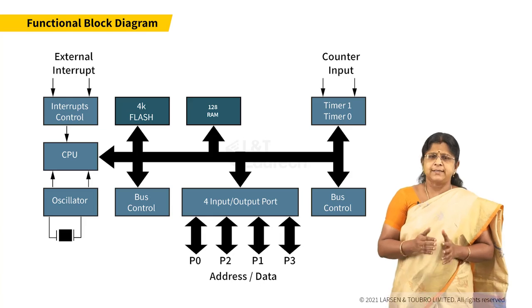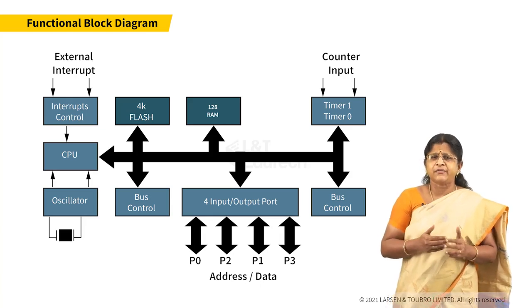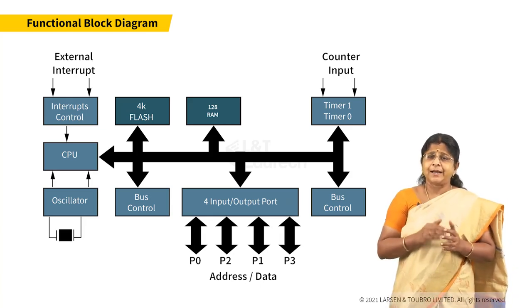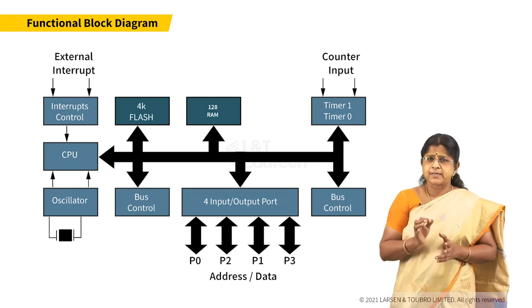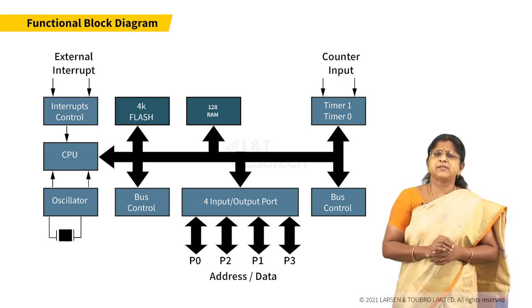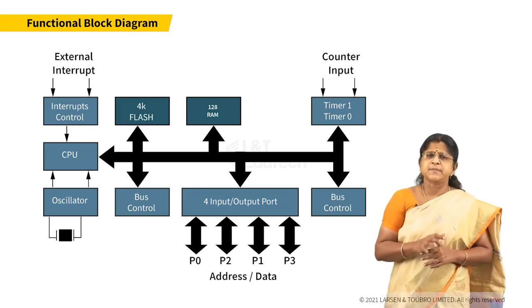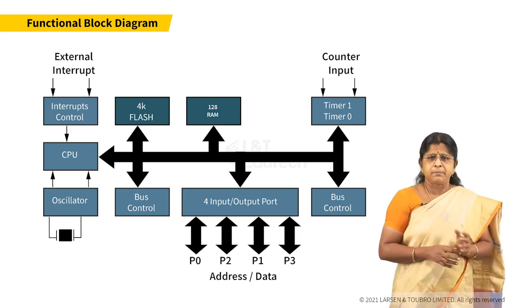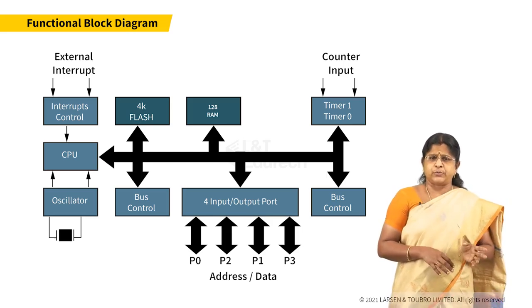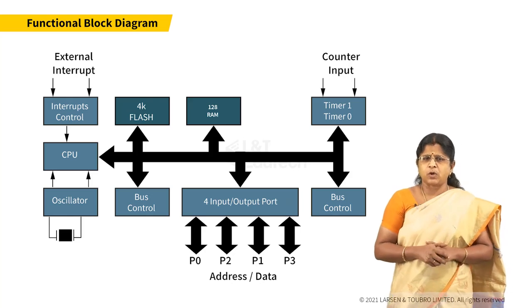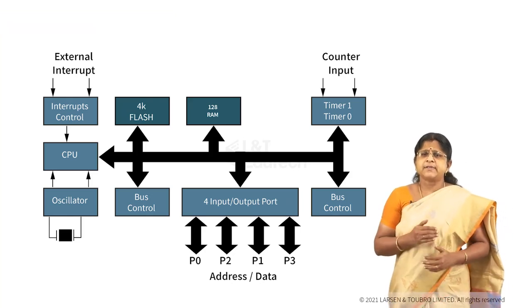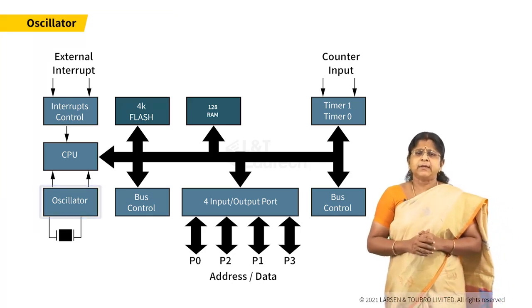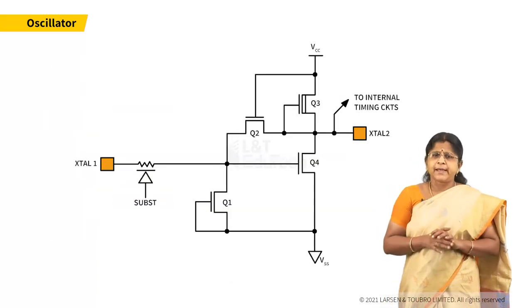Thus, as a learner, if you come across any difference in this architecture, kindly interpret. It is due to the versions of family members in the MCS 51 family. In our diagram, the major blocks have been shown. Let us discuss now each block one by one. Let us start our discussion with the oscillators block.